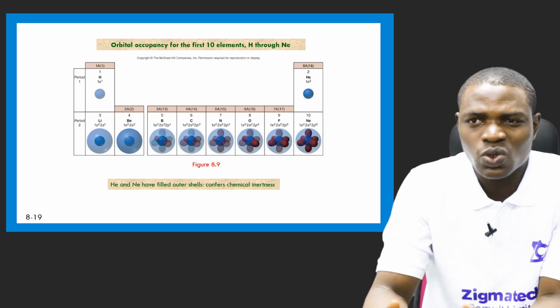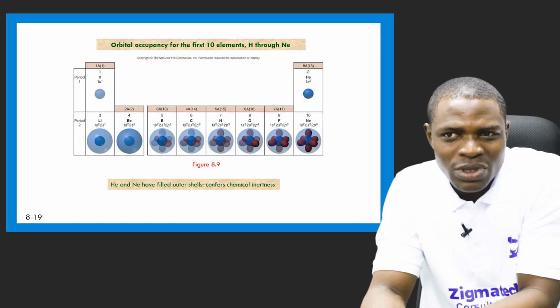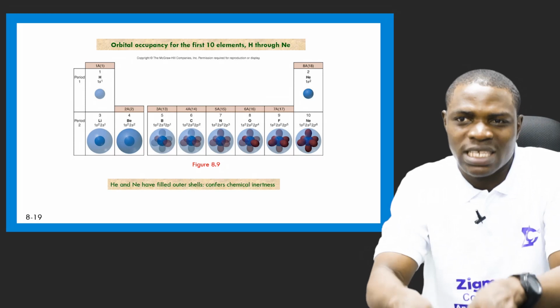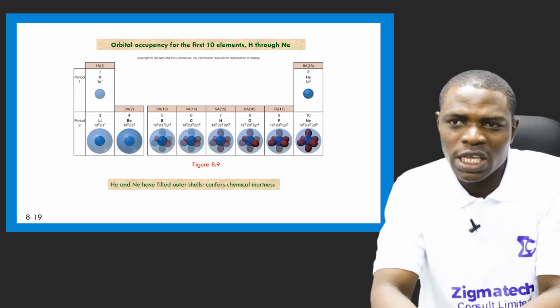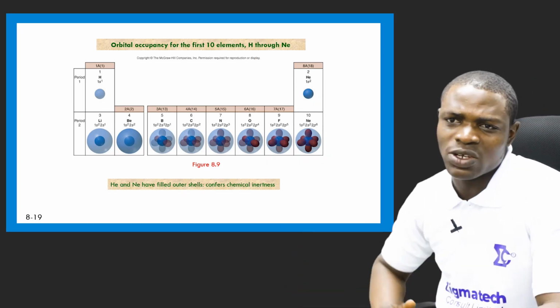For nitrogen, 1s2, 2s2. If you add 2 plus 2, you have 4. Subtract it from the atomic number of nitrogen, which is 7. So 7 minus 4 gives 3. So you shift those 3 electrons to the p orbital. That's how to write electronic configuration.